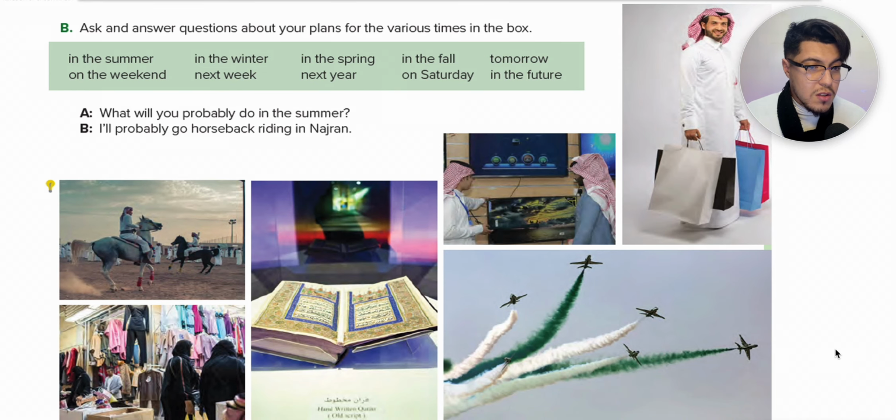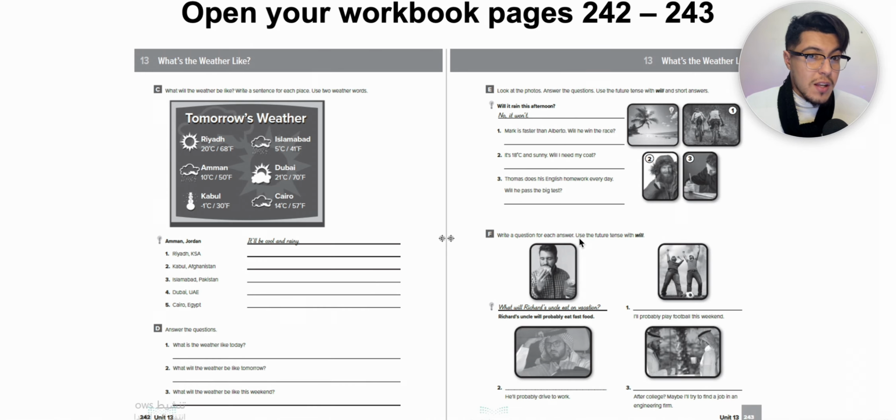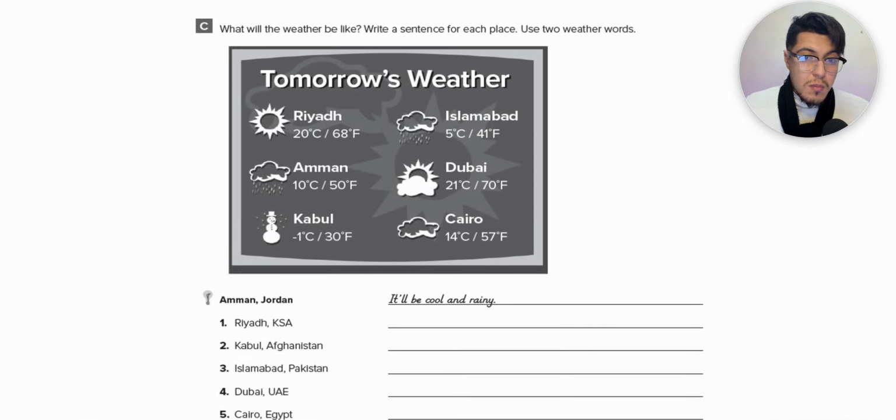And for practice, I want you to make some questions about your future plans using will. And if everything is clear so far, let's have some practice with Dolphin. You will find the worksheet under this video and in your book, page 242. Take your time answering each question on your own and go back to the video to look at the answers.